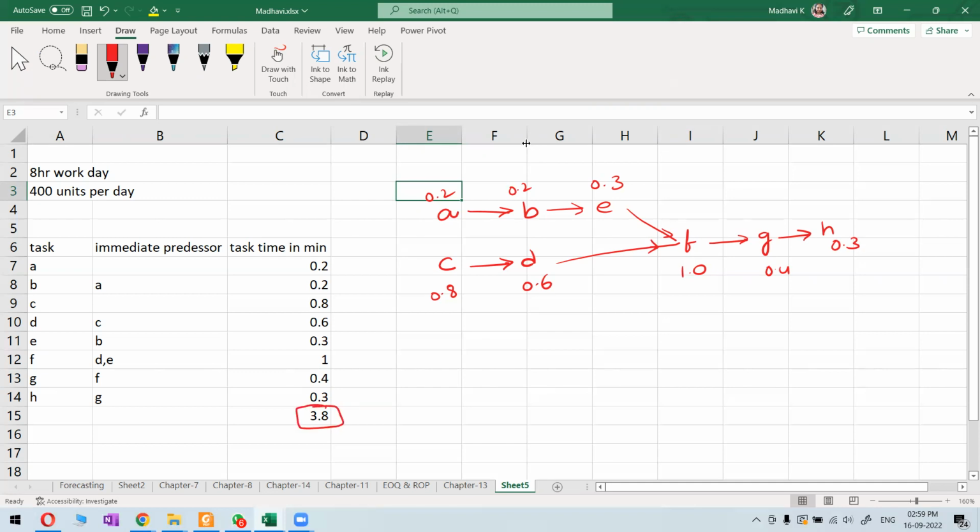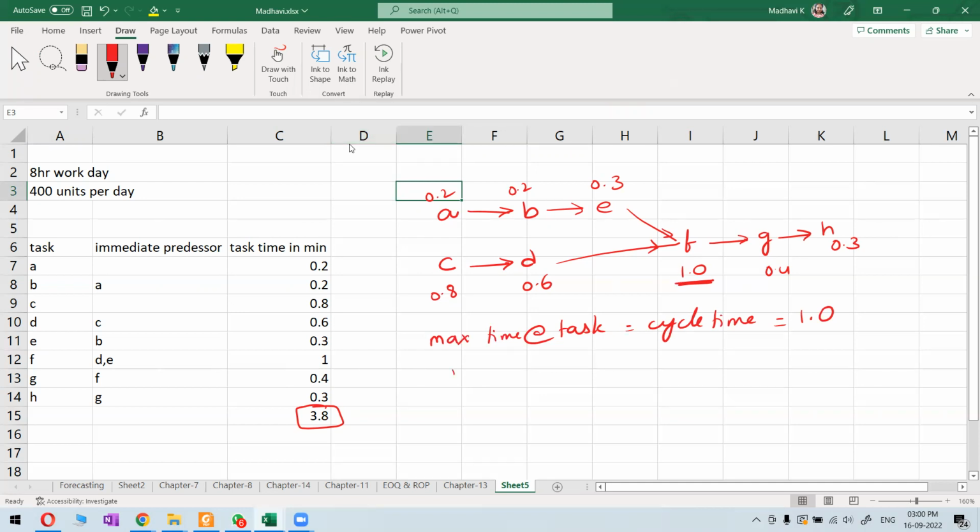Now, there are a few concepts that we wanted to understand. One is cycle time. Cycle time as per this precedence diagram is the maximum time taken at any particular task. Out of all these, the maximum time taken is 1 minute. So the cycle time indicates the time within which the next product comes out of that particular assembly or manufacturing line. So every 1 minute, the next product comes out.